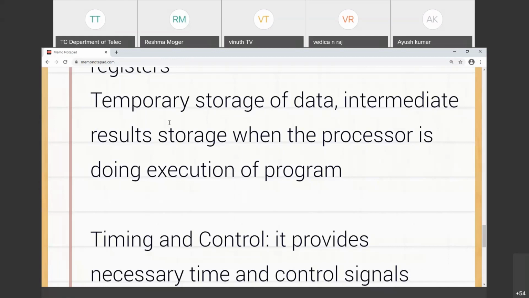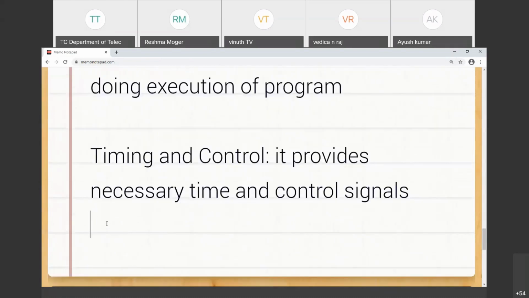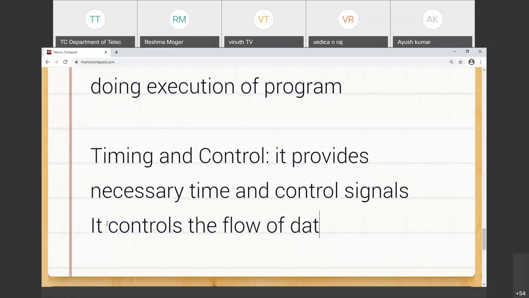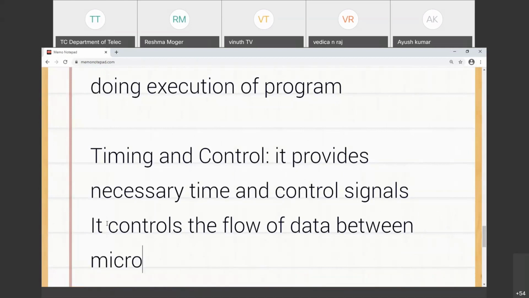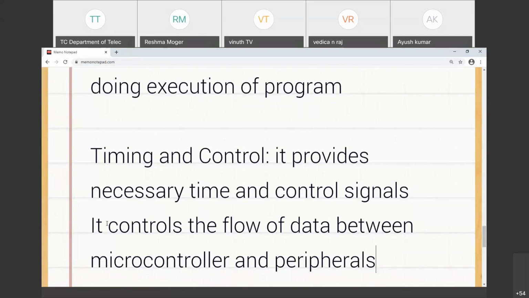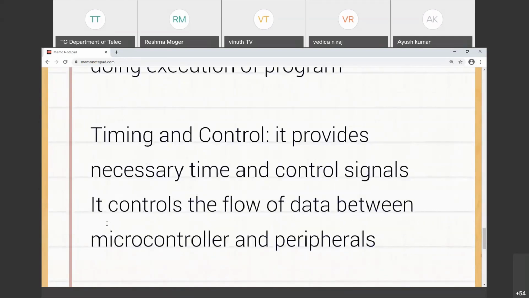What else does the timing and control unit do? It controls the flow of data. The major important aspect is that it not only provides the timing signal and control signal, it also controls the flow of data between the microcontroller and peripherals.